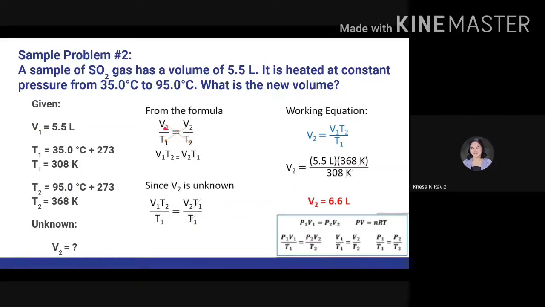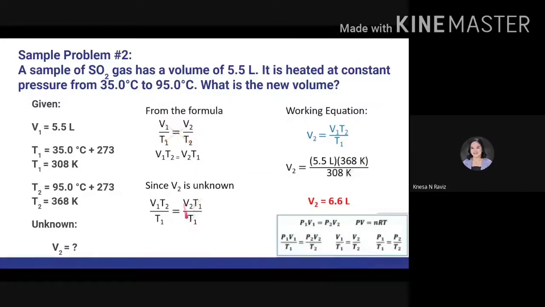From the formula given, the first thing to do is what you call the cross multiplication. So initial volume times final temperature equals final volume times initial temperature. Our unknown here is V sub 2, so we want to solve for V sub 2. What we do is divide both sides of the equation by T sub 1.